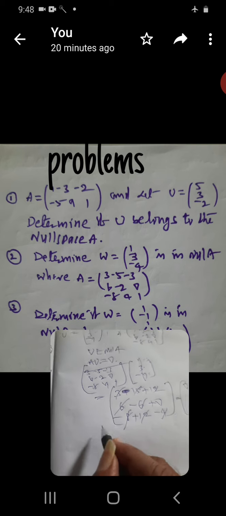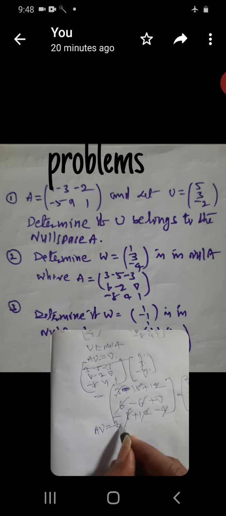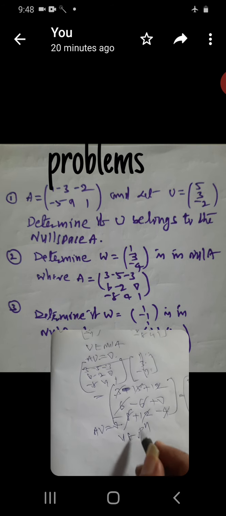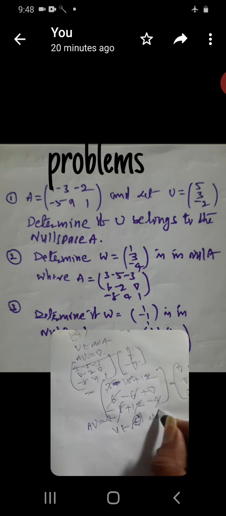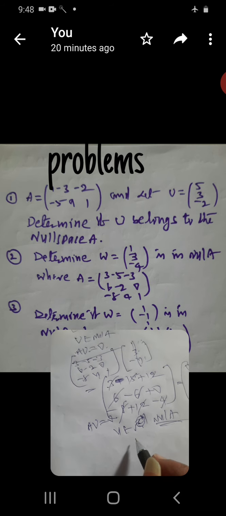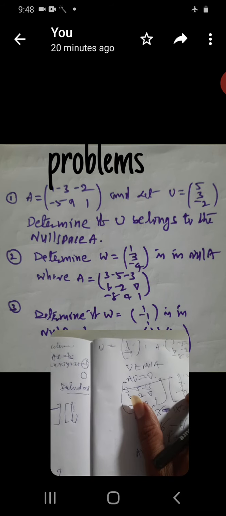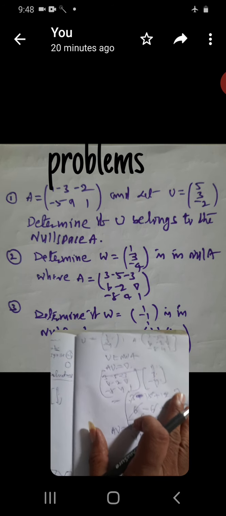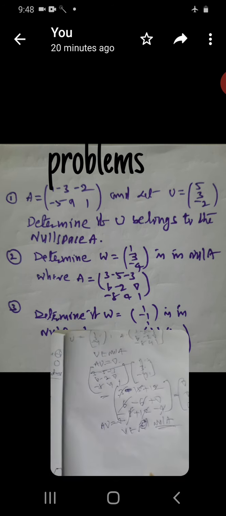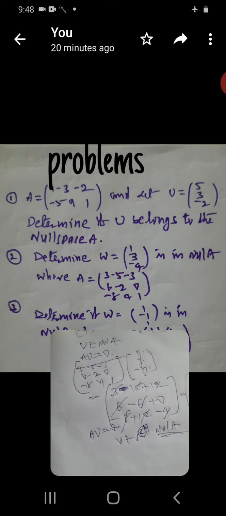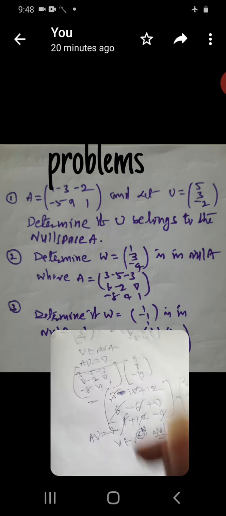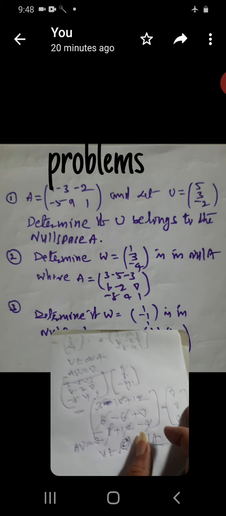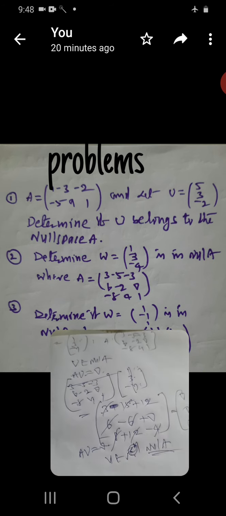Now what to write? Au is equal to 0. Therefore, u is an element of Null A. This type of problem is given 2-3 times for 4 marks in Kakatiya University. This is the paper model of Kakatiya University. These are the problems, and that is the definition. The Null A definition is very important.